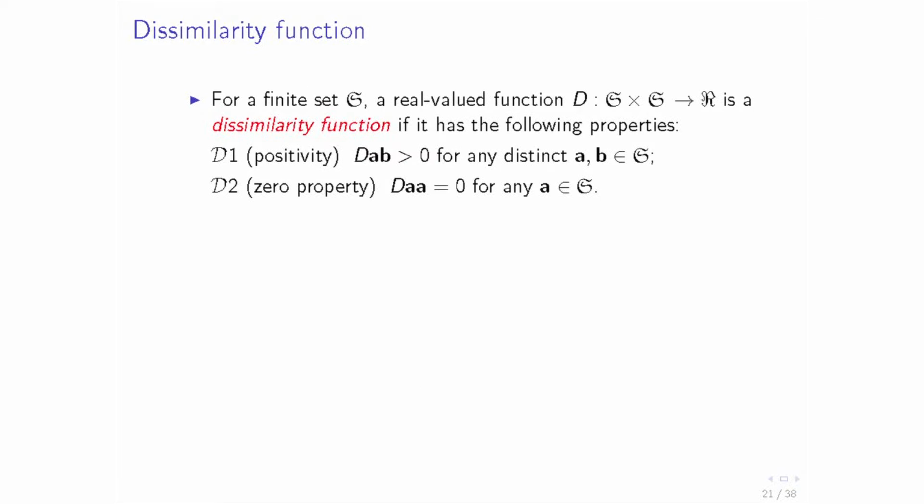In the literature, you find dozens of definitions of dissimilarity function. We have settled on this one here. We call it a dissimilarity function if it has the following properties. Positivity, so that D is greater than 0 for any distinct stimuli, and the function D is 0 whenever we have A and A, as the value to be where D is defined.